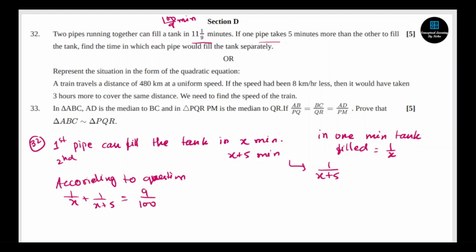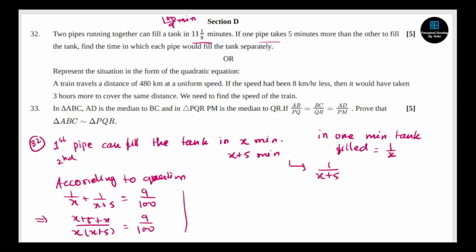See, I have taken a similar question in a video. Please watch that if you don't know how to solve this type of question. Now, very easy. You take the LCM and simplify that. So x plus 5 plus x upon x into x plus 5 equals 9 upon 100. And now cross multiply and simplify.